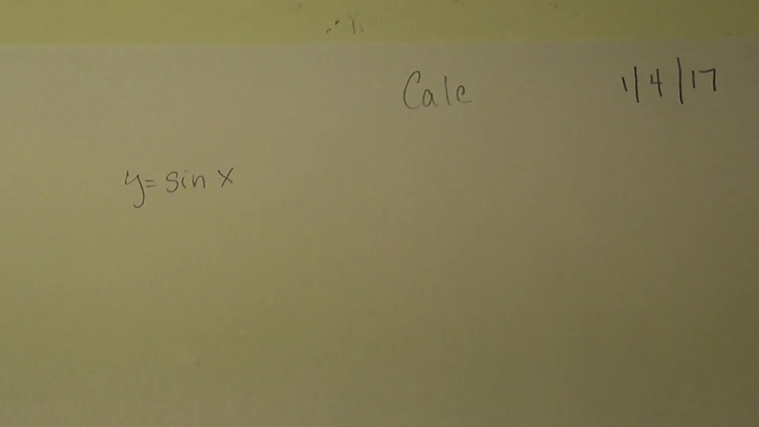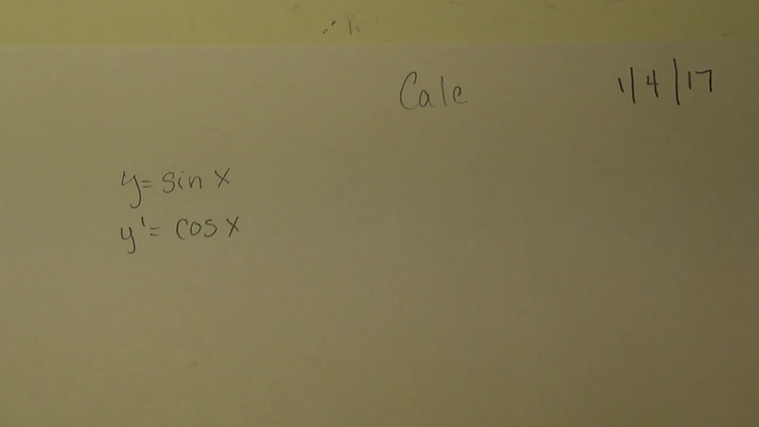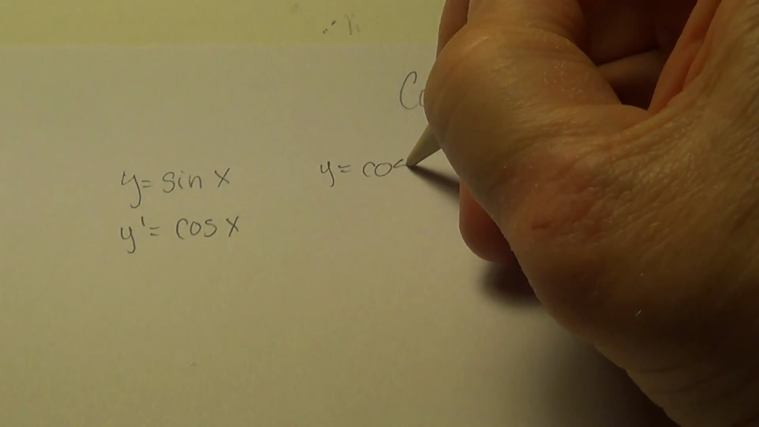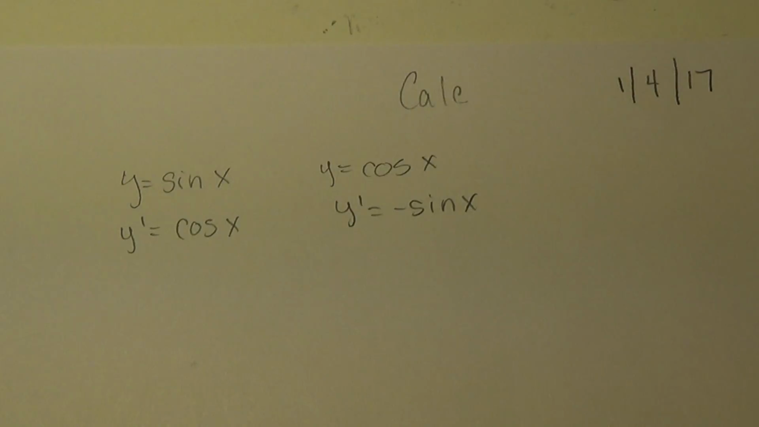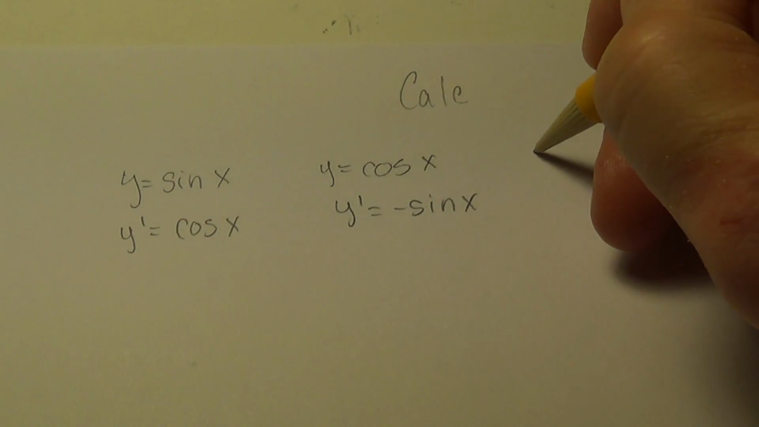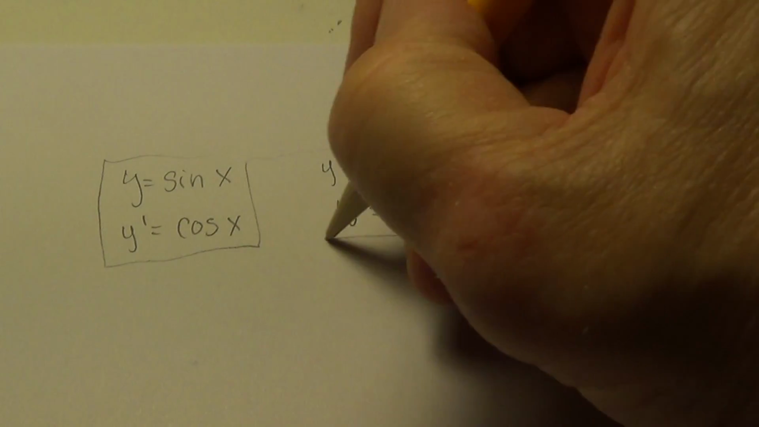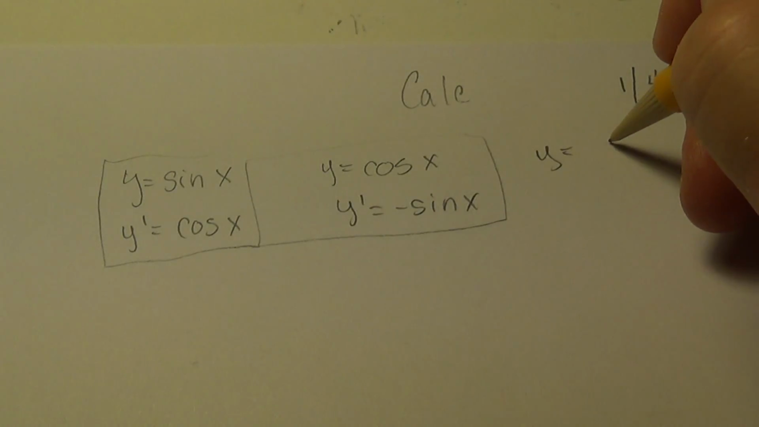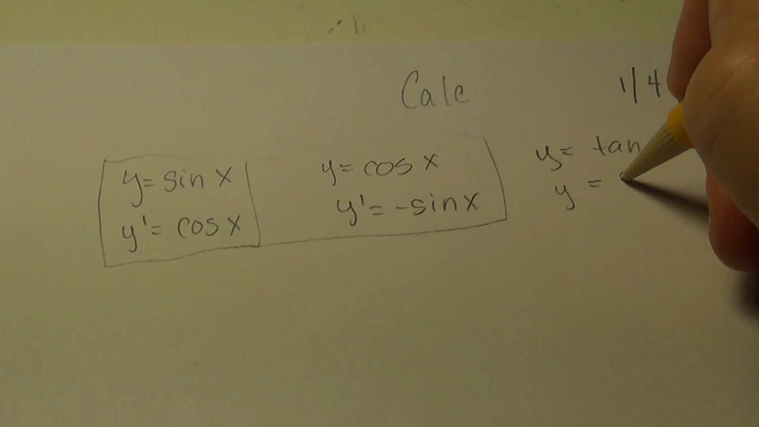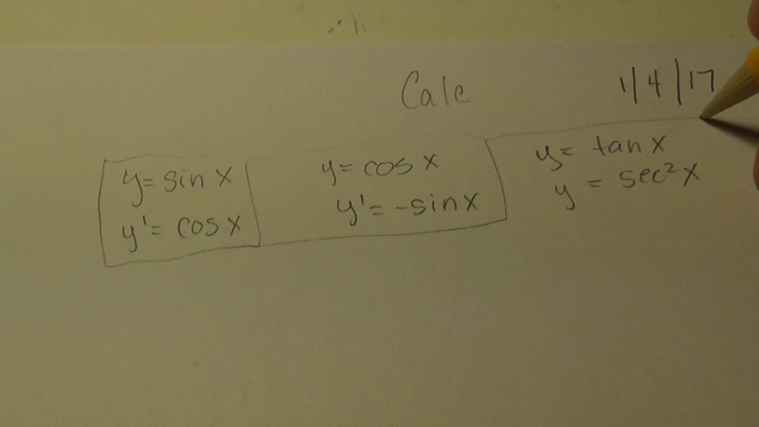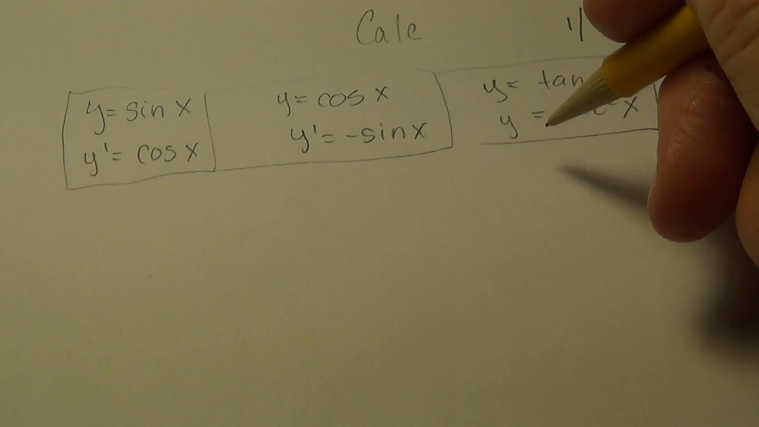So if I have y equals sine x, the derivative, you'll recall, is cosine x. And if I have y equals cosine x, the derivative is negative sine x. If I have tangent x, so these work together and these work together, y equals tangent x, its derivative is secant squared, and before you would take an AP test you would definitely have to know these by heart.